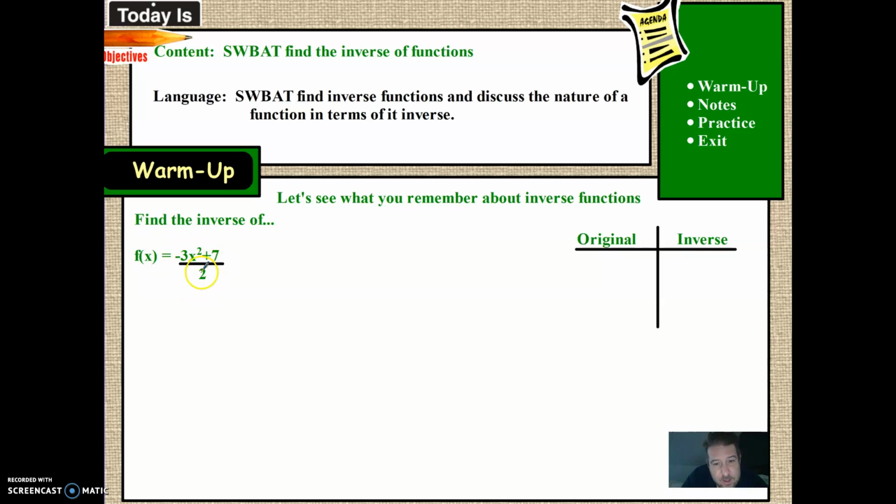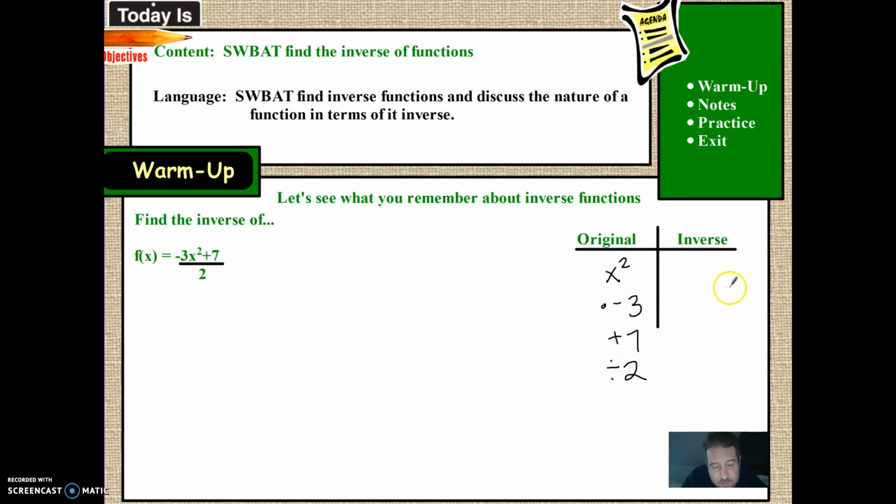We're going to start off with a warm-up that you should have done in Algebra 1 and Algebra 2. I'm going to list all the order of operations in this function, negative 3x squared plus 7, divided by 2. First you do the x squared. So squared comes first, and then you're multiplying by negative 3, and then you add 7. This is if you know what x is, and then the last step is to divide by 2.